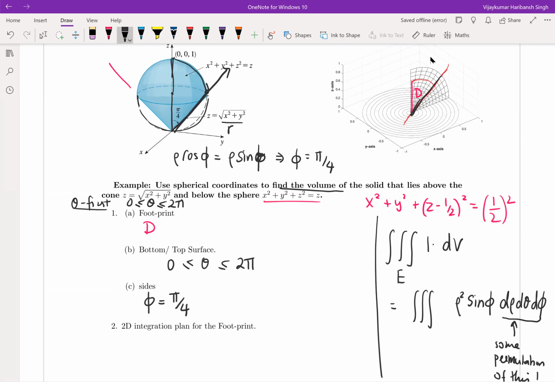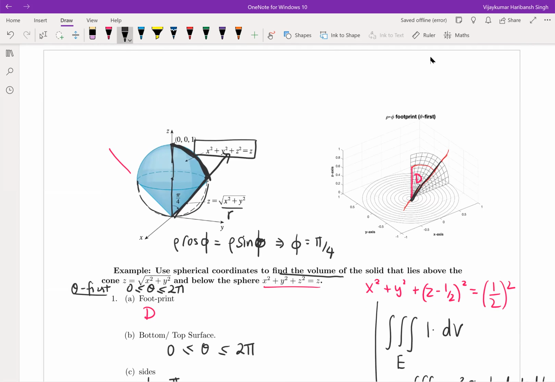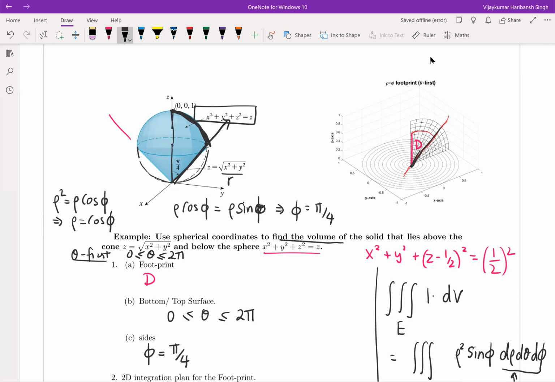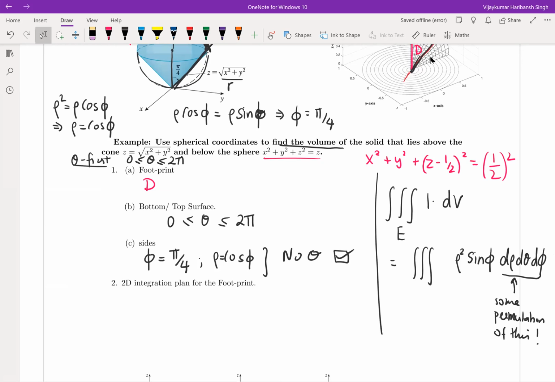And what is our rho? To find rho, let's evaluate the equation x squared plus y squared plus z squared equals z. That is rho squared equals rho times cos phi, since z is rho cos phi. This means rho equals cos phi, so the next side is rho equals cos phi. So we get two sides, no theta. This is a validation that integrating theta first is a valid integration. Now for 2D, we need to come up with a 2D plan.